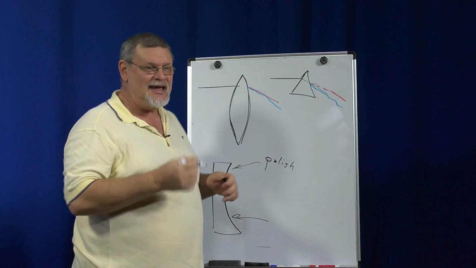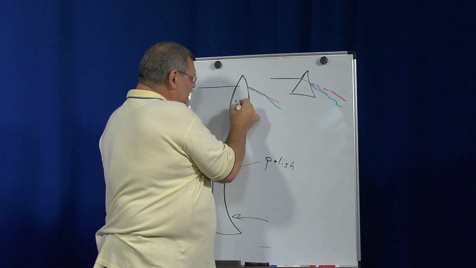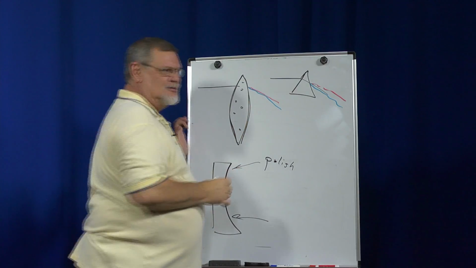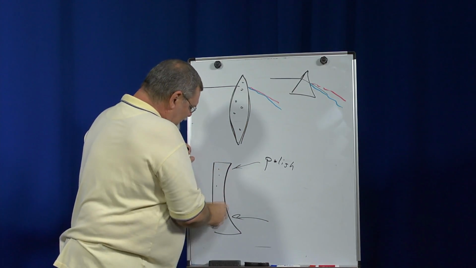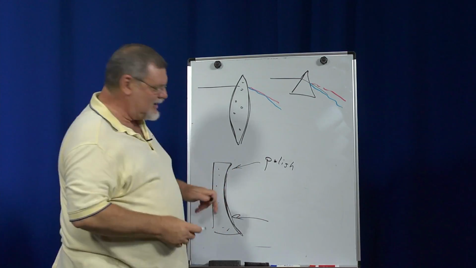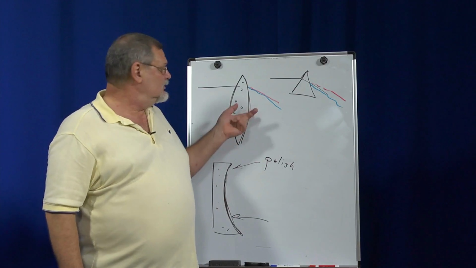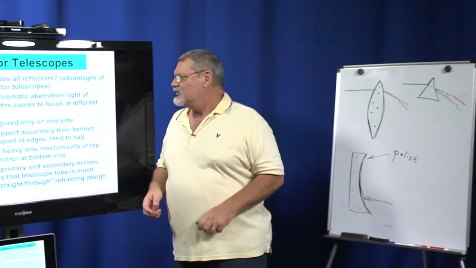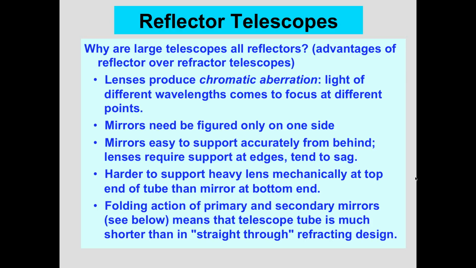It has to be just right. And when I pour this glass, I can't have any little bubbles in it. The bubbles would not be good. It's much more difficult. With this, it doesn't matter if there's bubbles in here, because I'm going to coat it with something anyway. All I care about is the surface of that. So the bigger mirrors are much easier to make than the lenses. The mirrors are easy to support accurately from behind.